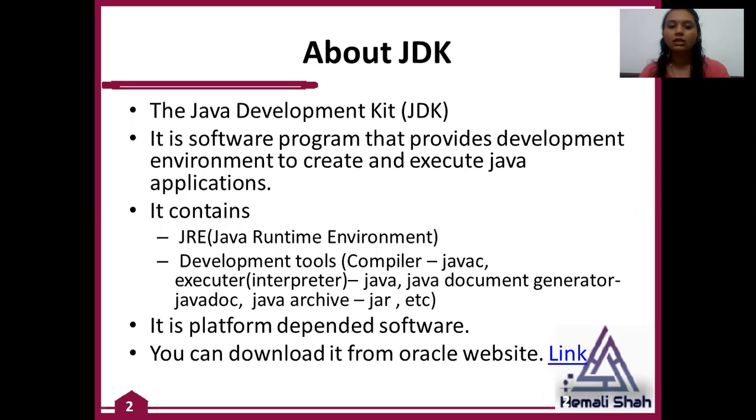This software is basically platform dependent. Platform means the operating system that you will use to execute your Java program. It can be Mac OS, Windows OS, Solaris OS, or a Linux operating system. You can use any operating system. You just need to install your JDK, and you have to download JDK as per your platform, right? So when we download this software, you have to select the operating system for which you want to download JDK, right?